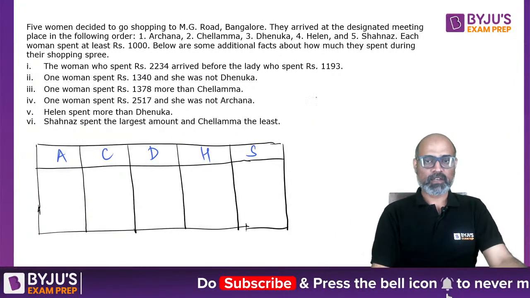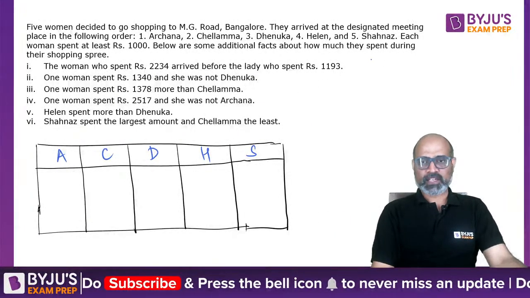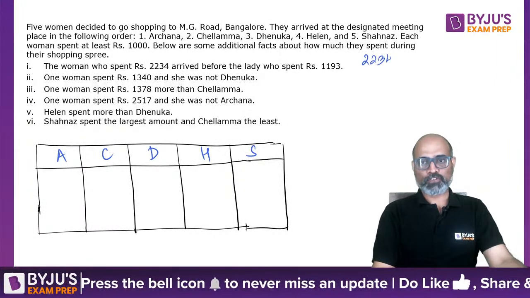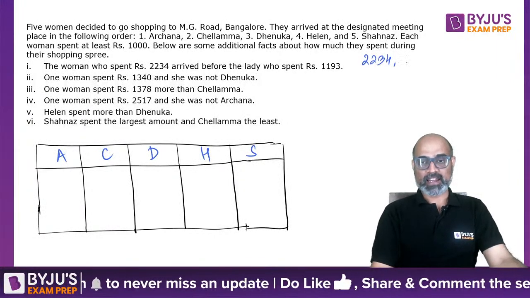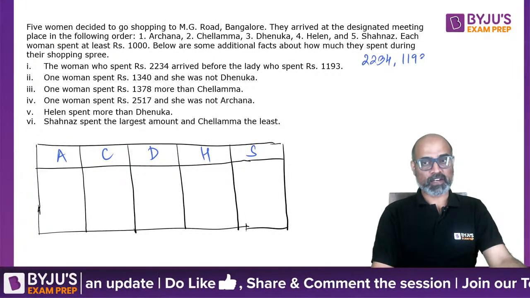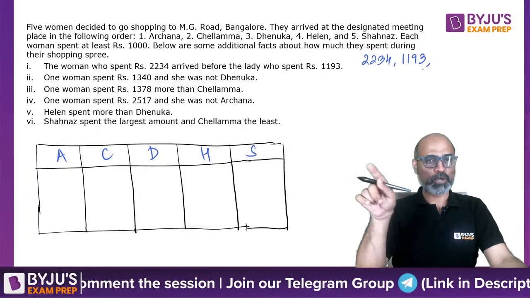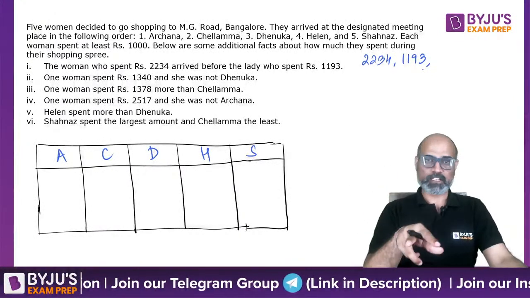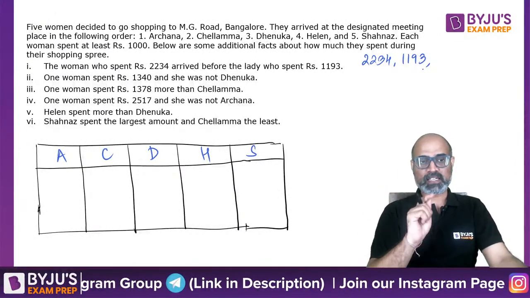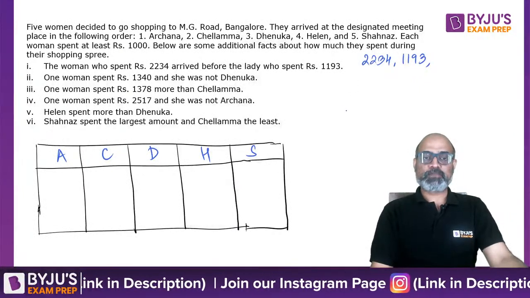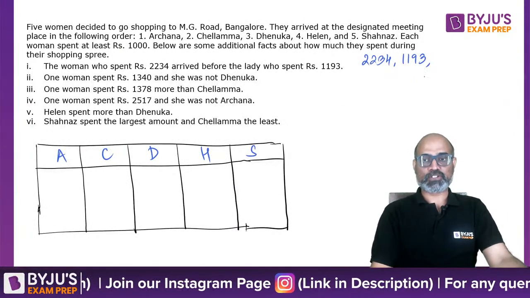No idea, but we do come to know that one amount is 2234 for sure, that has to be filled, and another amount that we have to fill is 1193. So out of 5 amounts, 2 amounts we know right now. So I'm not going to put a tick mark in the first one because the arrangement case we have not completed. Second, one woman spent rupees 1340 and she was not Dhenuka.